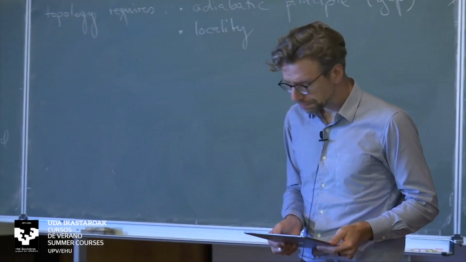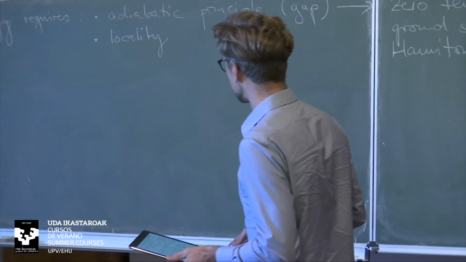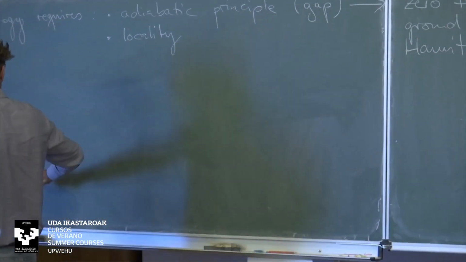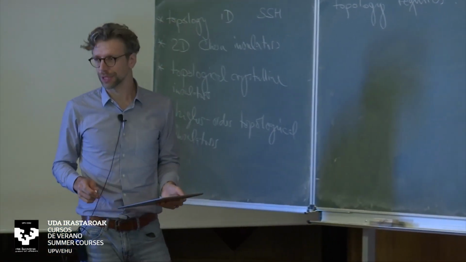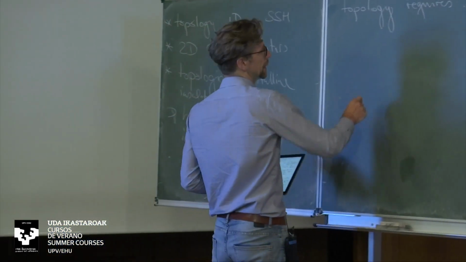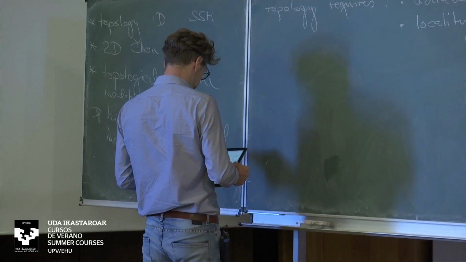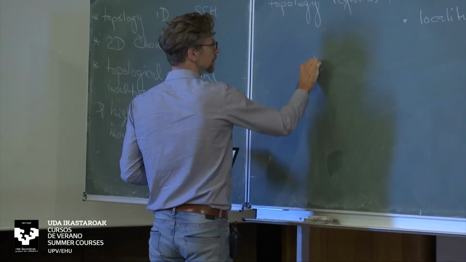And now there is still another big sort of distinction of what can be meant by topology in condensed matter. And that concerns so-called short-range entangled phases.